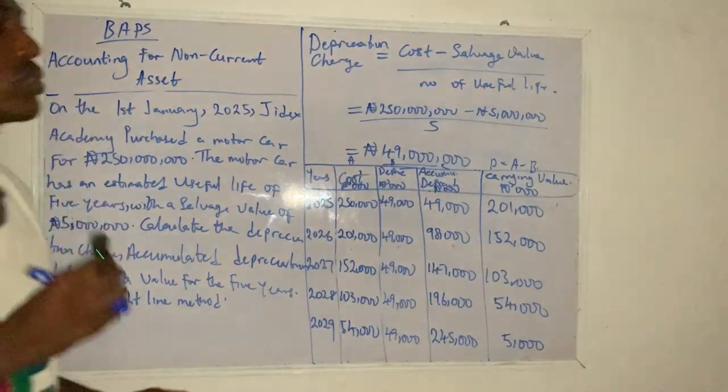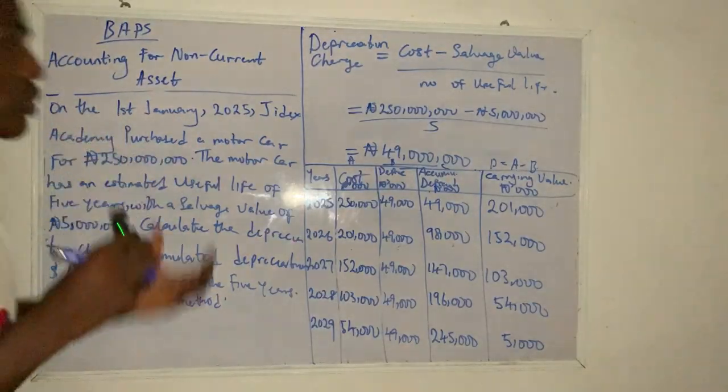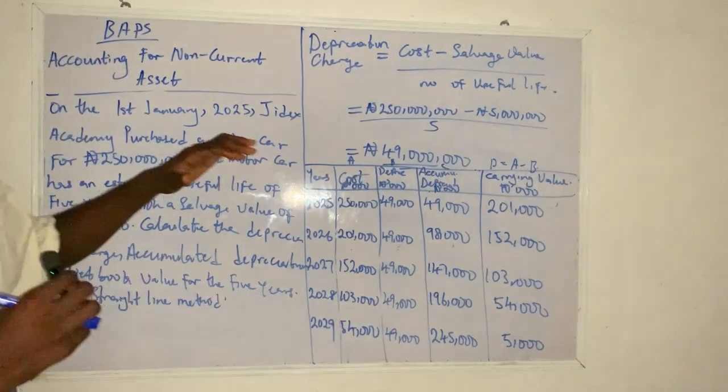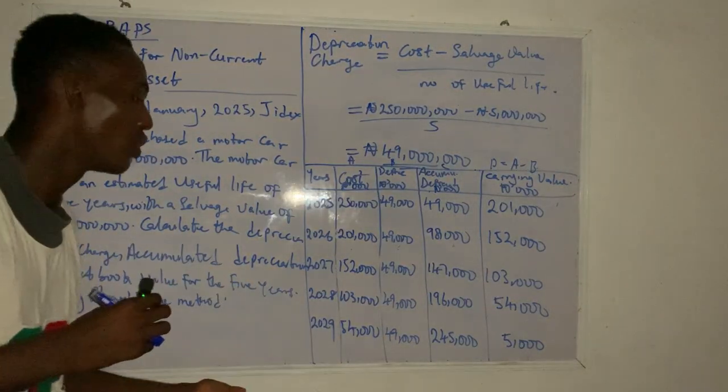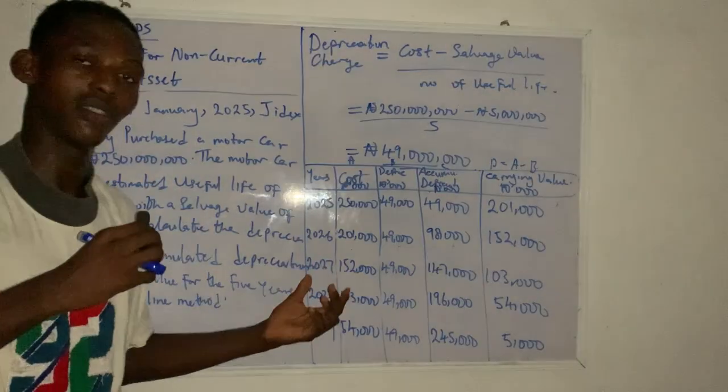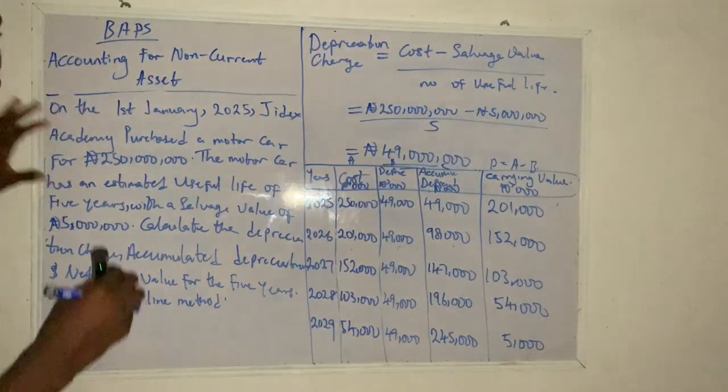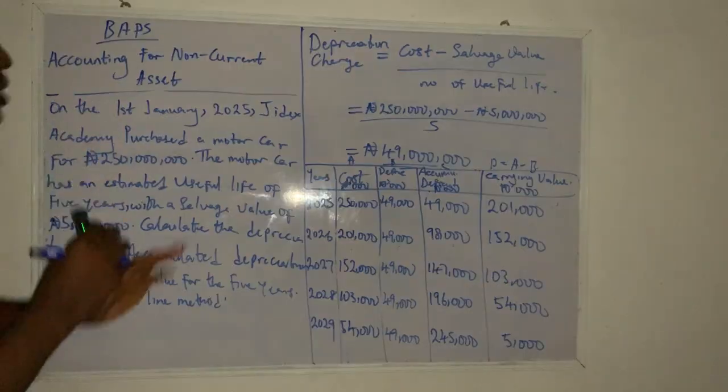So I suggest you write both and pick the one that is convenient for you in terms of your understanding. Now, various scenarios determine which way you are going to prepare this. You understand? So this is where I'm going to be stopping for today on just the straight line method.